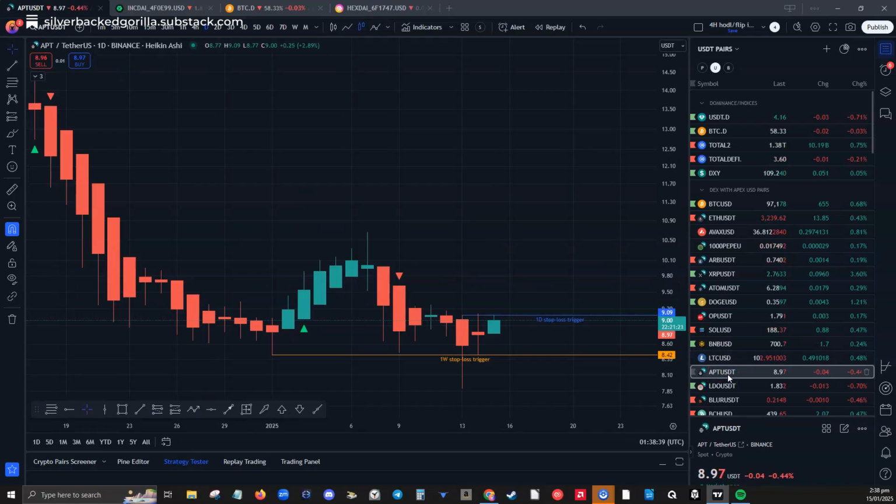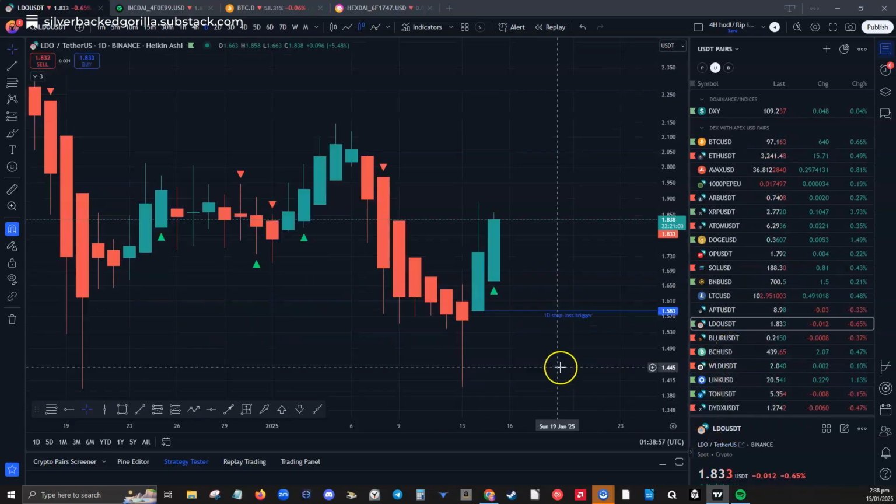Aptos. That's a short we've been stopped out of. Don't get involved. Yeah, it's not even worth it. It's basically stopped out there as well. Yeah, don't get into Aptos. Stay out of Aptos.